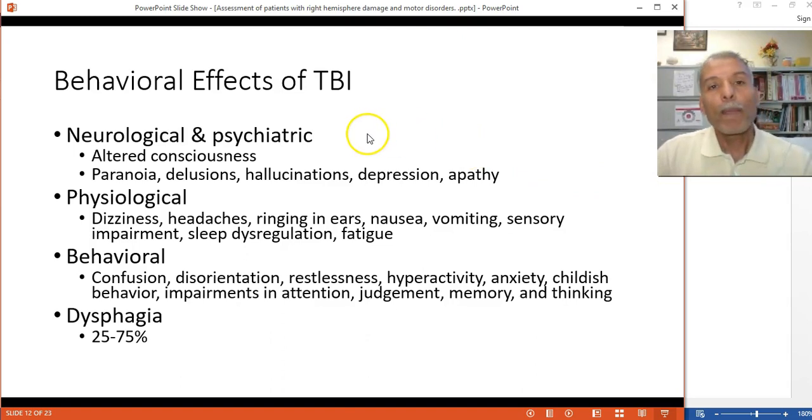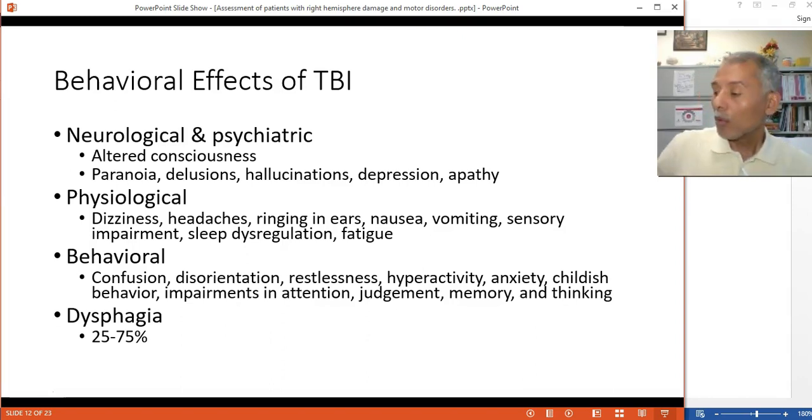Let's look at the behavioral effects of TBI. As we speak about behavior, you need to think of language as a behavior. First, neurological and psychiatric effects. The person will have altered consciousness, and they would have paranoia, delusions, hallucinations, depression, apathy. A lot of this is coming from the frontal part of the brain and also the temporal cortex. Right hemisphere could also be contributing.